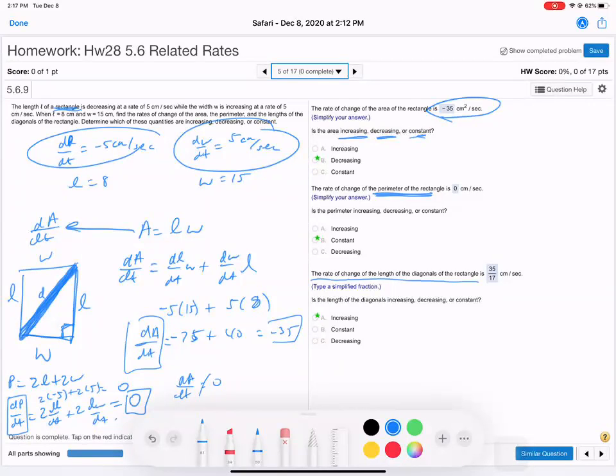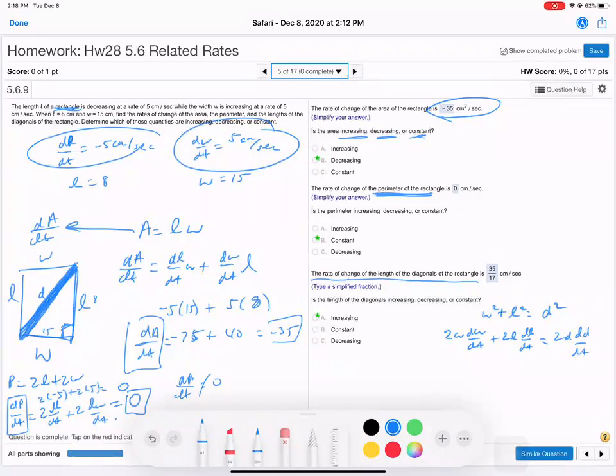But to relate the sides of this triangle, it's actually the Pythagorean Theorem: W squared plus L squared is equal to D squared, for D the diagonal. Okay, so to find the rate of the diagonal changing, we're going to take the derivative: 2W dW over dt plus 2L dL over dt equals 2D dD over dt. They gave us some values. They told us the width was 15 and the length was 8.